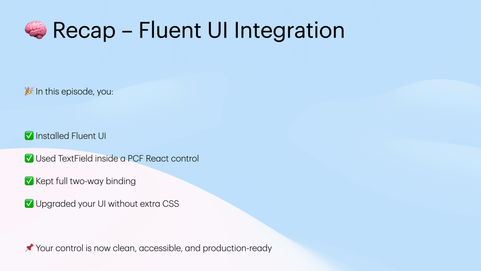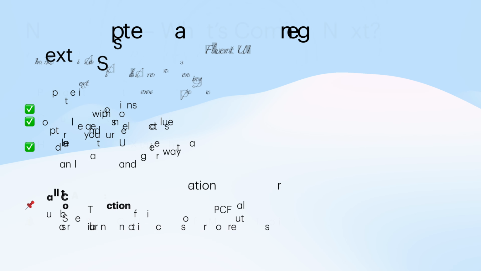Let's recap what we have done in this episode. Installed Fluent UI, used the TextField component inside our PCF React control, preserved full two-way binding, upgraded our UI without writing any CSS. Your component is now clean, professional, and ready for real-world use. This is how we bring form and function together in Power Platform.